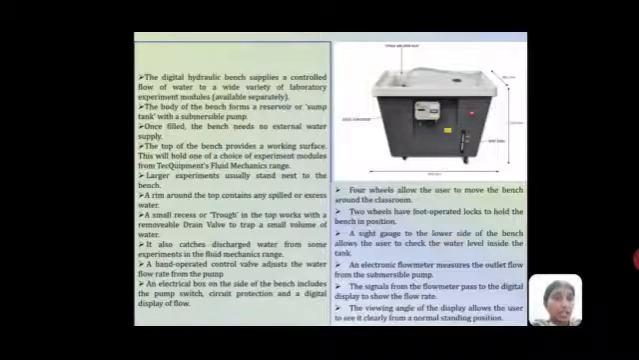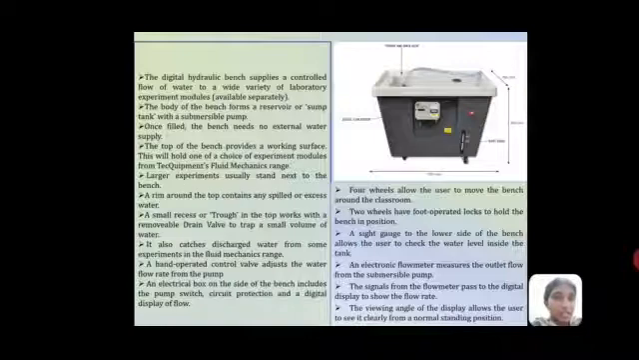As we have done in our laboratories, flow measurement is done with a venturi meter, orifice meter or a rotameter. For that we need a controlled flow of water. In that case, the digital hydraulic bench can be used for a controlled supply of water so that water wastage can be reduced.